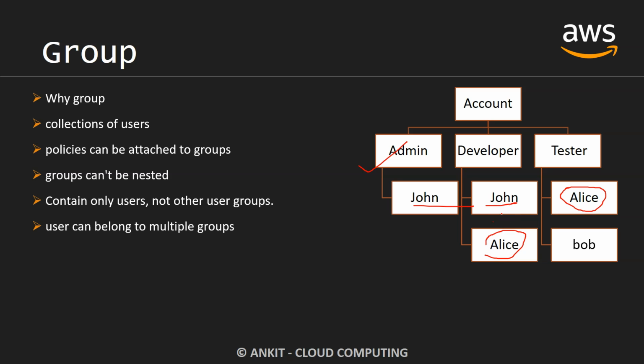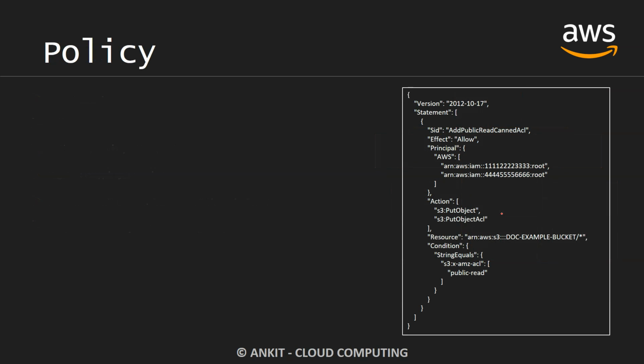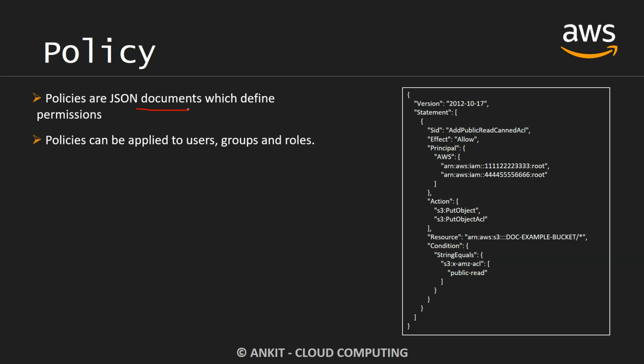Okay, so now the next concept is a policy. What is a policy? Policies are nothing but a JSON document which defines what permissions you want to allow and what permissions you want to deny, and this is the structure through which it is completely defined in JSON format. You can assign this JSON document, or in a more technical term, policies, to users. You can assign them to groups also. You can assign them to even roles also.